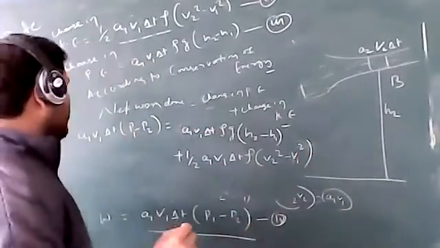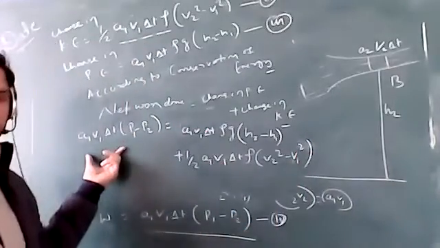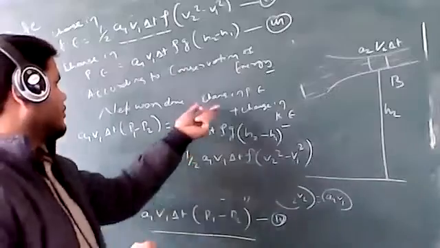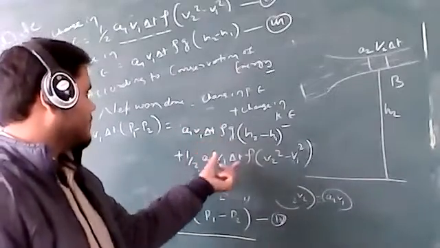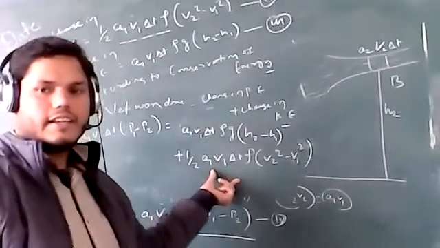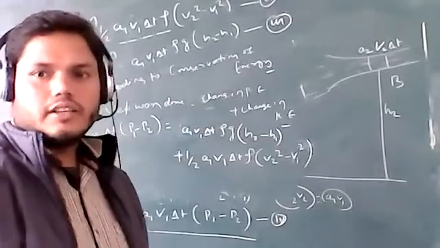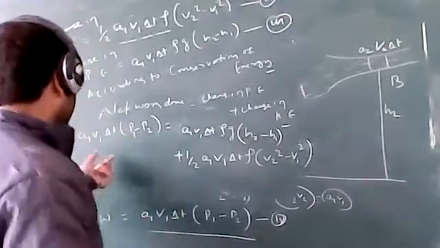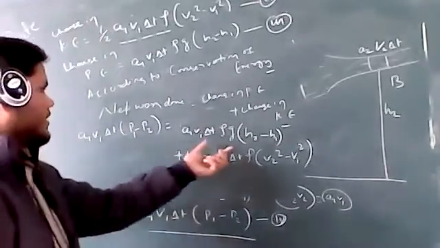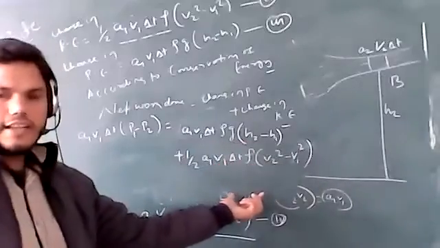So this is the net work done, equal to change in potential energy plus change in kinetic energy. This is the equation for the work done: net work done equals change in potential energy plus change in kinetic energy.